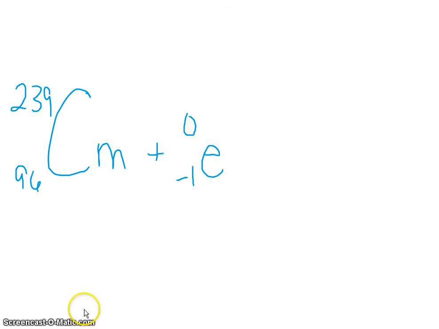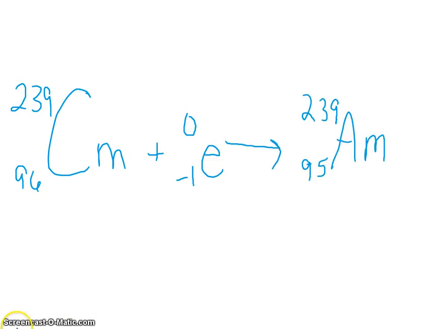Remember that in electron capture, the electron should be written on the reactant side, so it should look like this. Pause your video again and show the new product on the other side. Your product should be americium-239, which has an atomic number of 95. Please notice that on either side of the equation, for all four types of decay, the mass numbers are always equal and the atomic numbers are always equal.